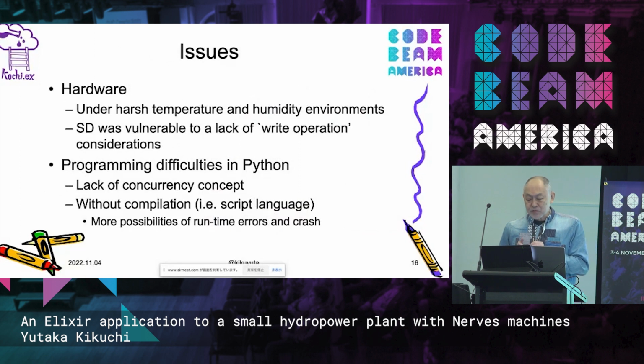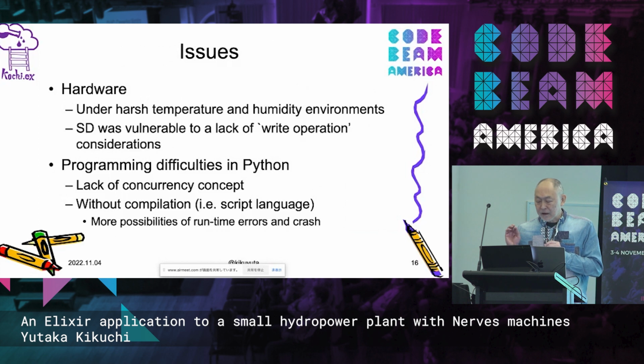Here we have some issues from those experiences. About hardware, we need robust ones that protect from high and low temperature and humidity, and use less write operations to the SD card. We selected Python language at that time without deep consideration. I do not know about the current Python, but at that time, Python had no concept of concurrency. Therefore, the SCADA system runs on just one thread. Sometimes the system responds very dully.